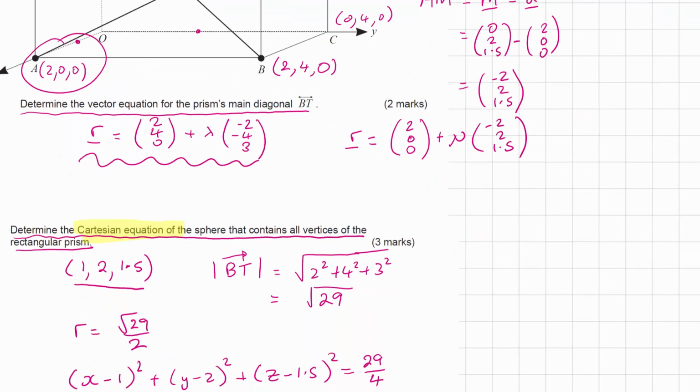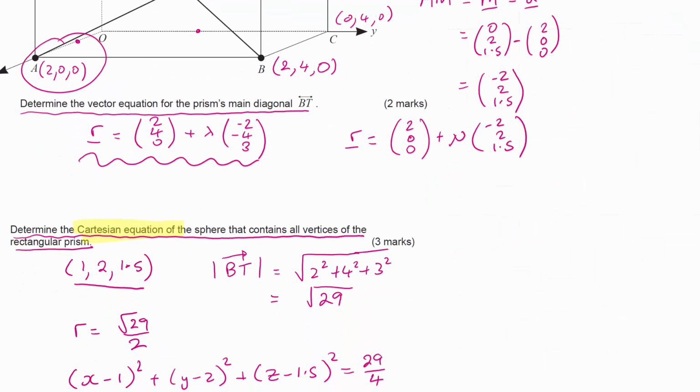Okay, so if they intersect, then using the i components, 2 minus 2 lambda would be equal to 2 minus 2 mu. Now that can only work if lambda is equal to mu.